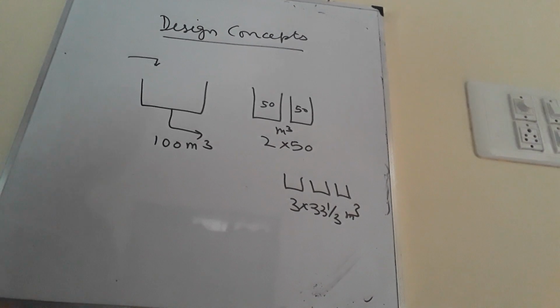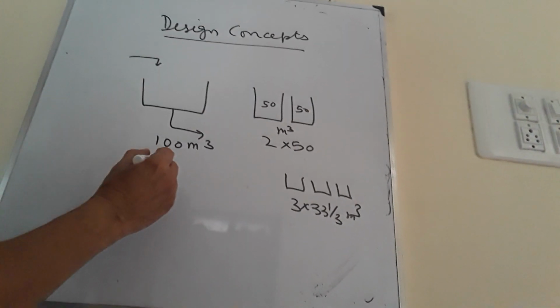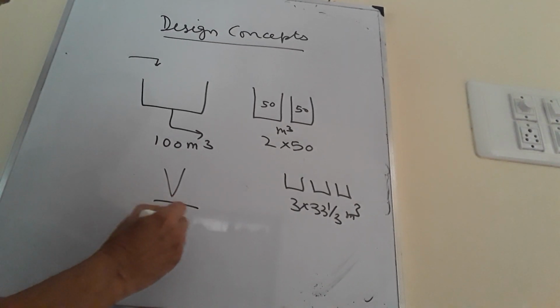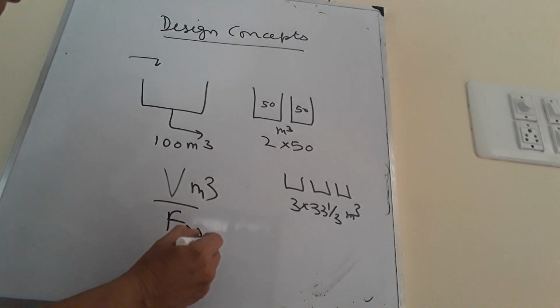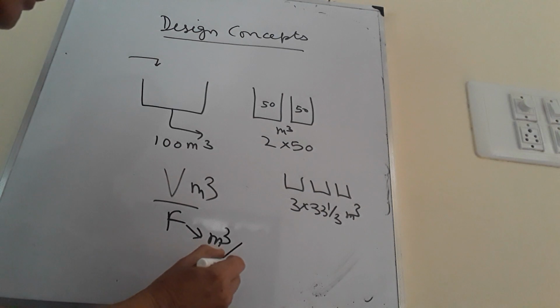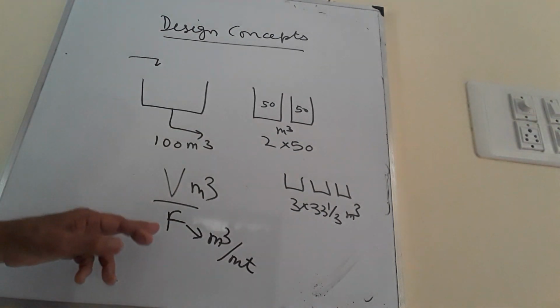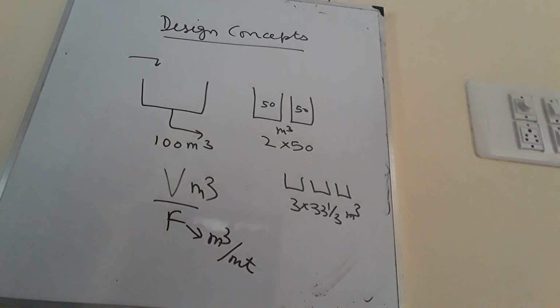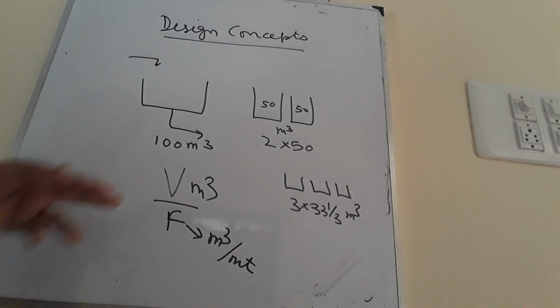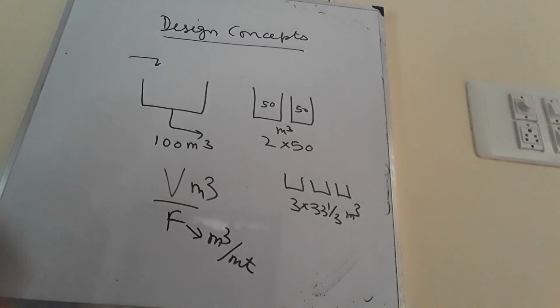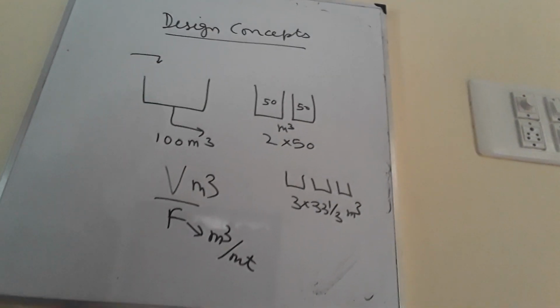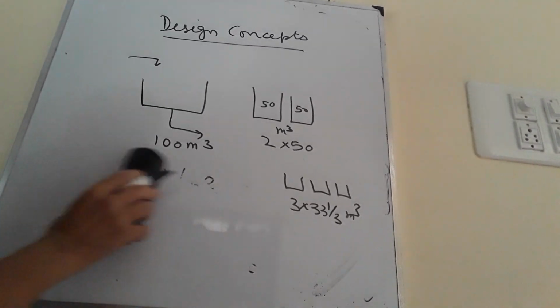If you have studied kinetics, we know V by F. V is the volume of the reactor in meter cube, and F is a throughput, meter cube per minute or meter cube per hour, whatever it is. So this is a throughput, this is a volume of the reactor. Now two things you can design. For a particular flow rate, we can design the volume of the reactor, or if a particular reactor is available, we can design F. Both are possible. Now I am designing a reactor for a particular flow rate.